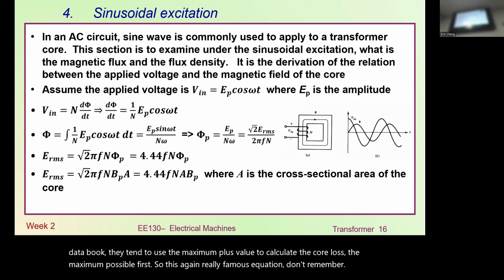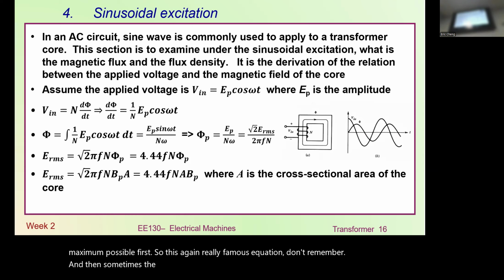And then sometimes the flux we can replace with B, because flux equals flux density multiplied by the area. Very common, so sometimes we use this. This is also really famous, more famous than this. So do remember this equation. Some equations I need you to remember; some questions you don't have to. But this is such a famous, important equation you need to remember day by day, if you are involved in anything about electrical engineering. So 4.44 is a really famous parameter.